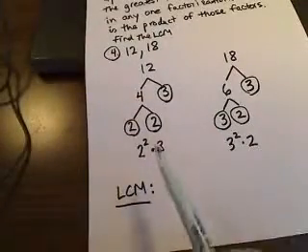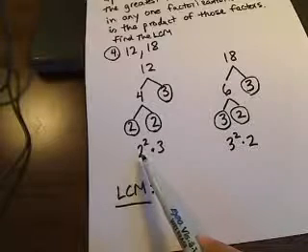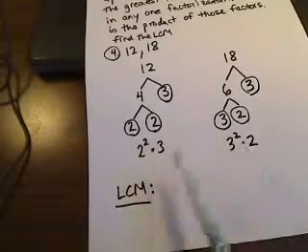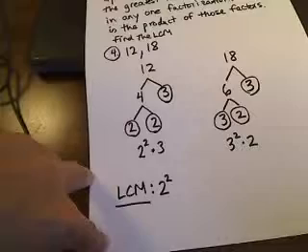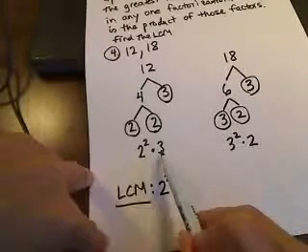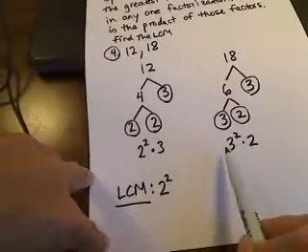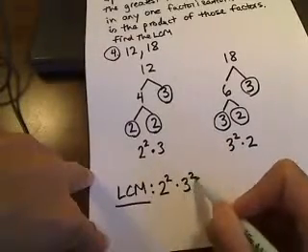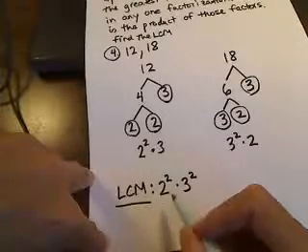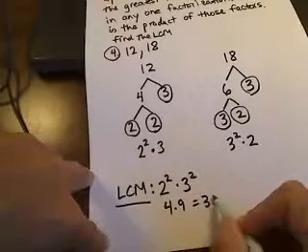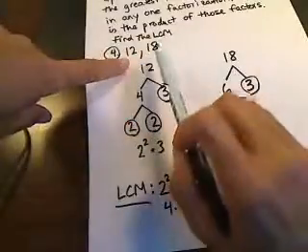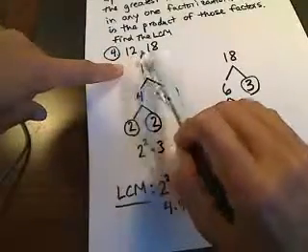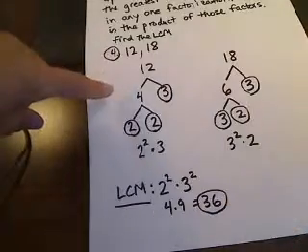Let's take a look at 2 first. 2 occurs twice in this factorization and once in the other, so the most it occurs in either spot is twice. I need it twice in my LCM. For the factor of 3, 3 occurs once here and twice there, so the most is twice, and I need it twice. So 2 squared is 4, 3 squared is 9, 4 times 9 is 36, and that's my LCM. The least common multiple identifies the common denominator when adding fractions. If we added fractions that had 12 and 18 as the denominators, the common denominator would be 36.